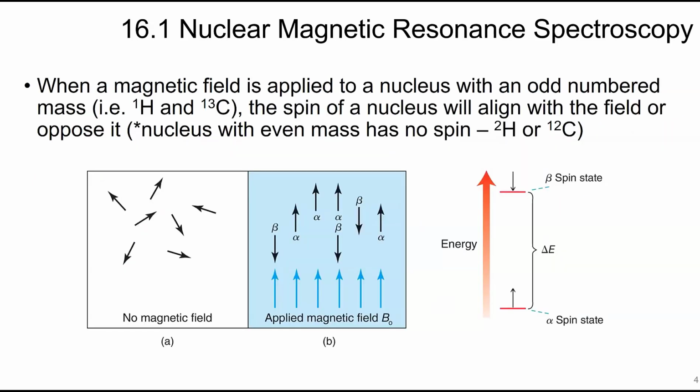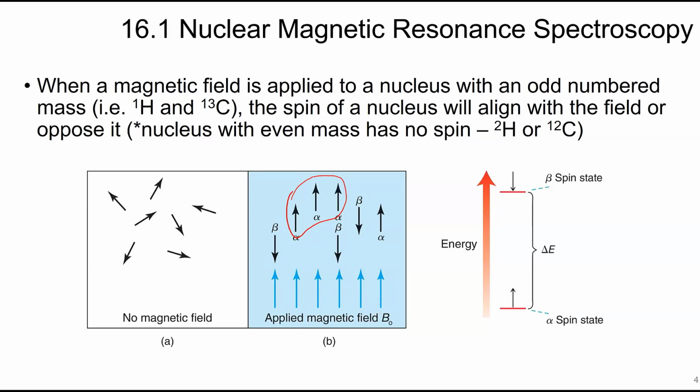So when you have a magnetic field that is applied to a nucleus with an odd numbered mass, the spin of the nucleus will align with the field, or it will oppose it. So if you have hydrogens floating around in a free-for-all, everybody swimming in their own direction, doing their own thing, but then you apply a magnet, they will either shoot up or they'll shoot down. So you have these that are going in the same direction, and then you have forces that are opposing in the down direction. The blue arrows represent the magnetic field that is applied here.